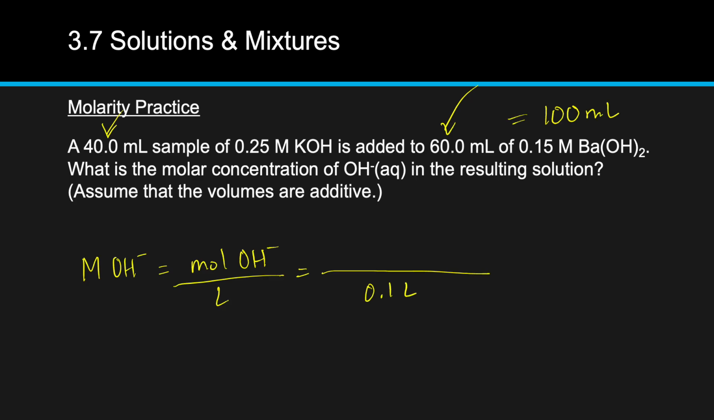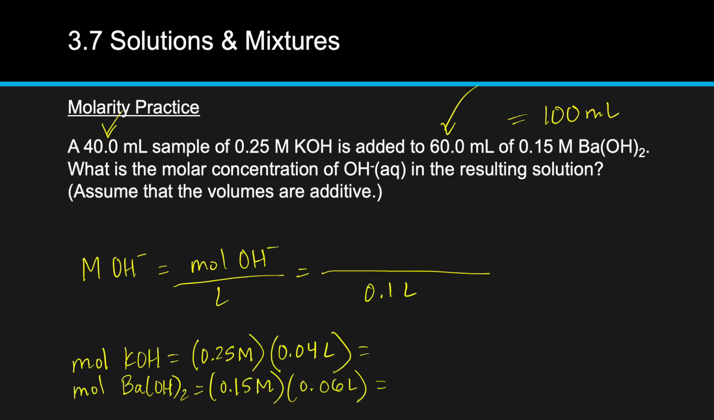So we already have the volume, but we need to get the moles of hydroxide ions. And the way we're going to do that is solve for hydroxide ions in both of these solutions and add them up. So for our moles of KOH, we just take our concentration and multiply it by our volume, and we get 0.01 moles of KOH. And since there's only one hydroxide in KOH, that means we have a 1-to-1 ratio. So 0.01 moles of OH-.